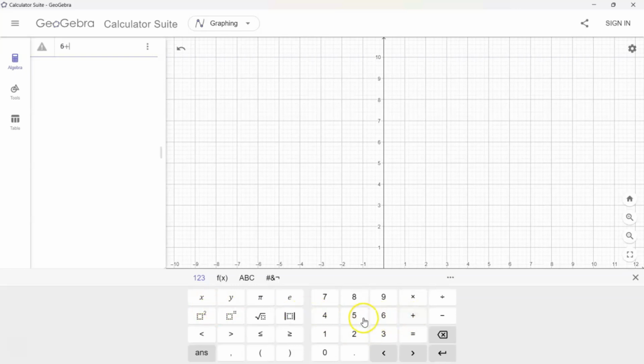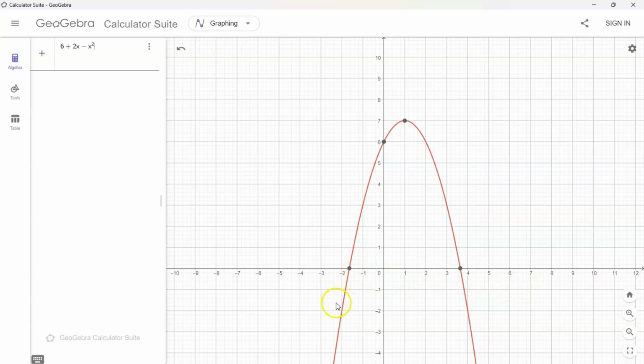6 plus 2x minus x squared. Was that it? Yes, please. X squared. So the graph has automatically drawn. What type of graph is it? Is it minimum or maximum? Maximum. Good.